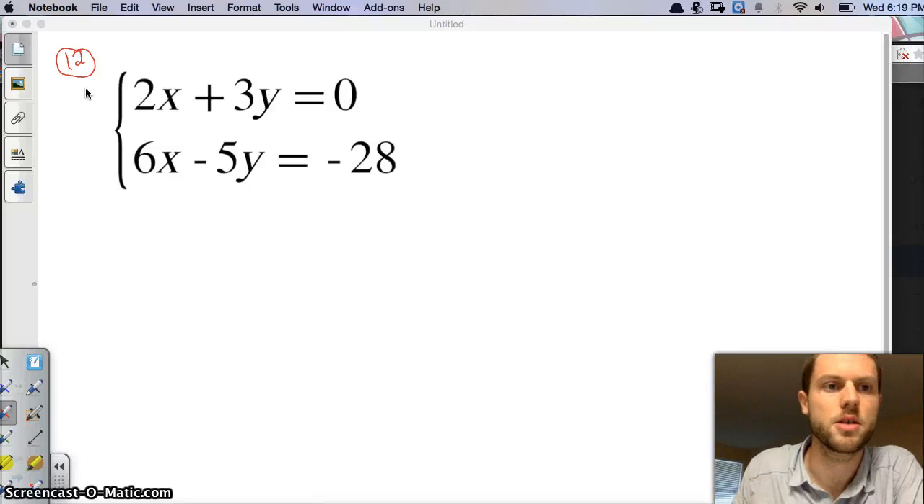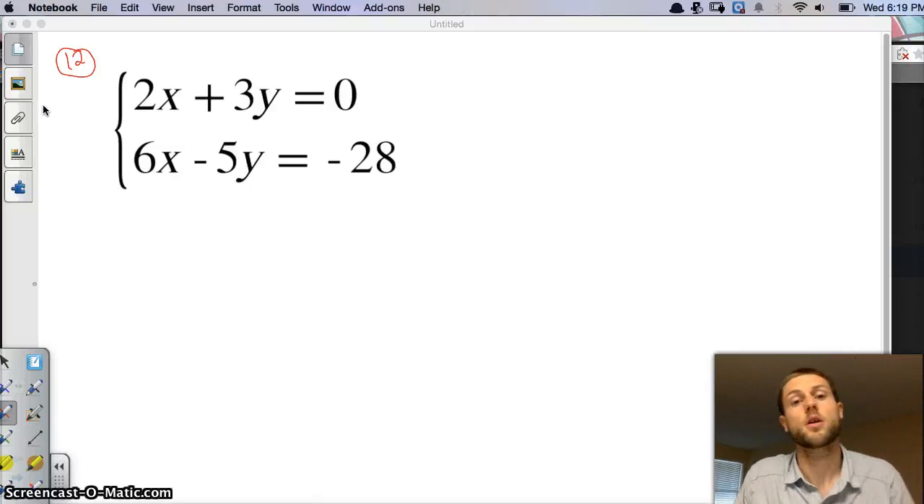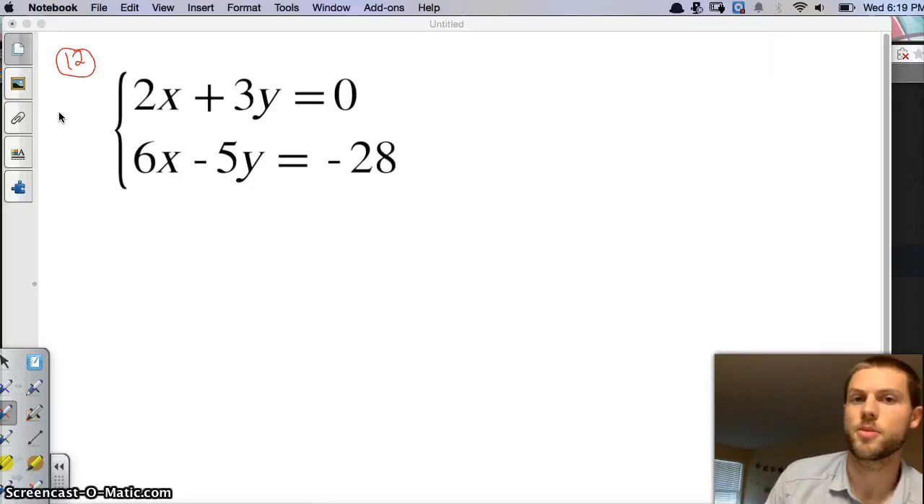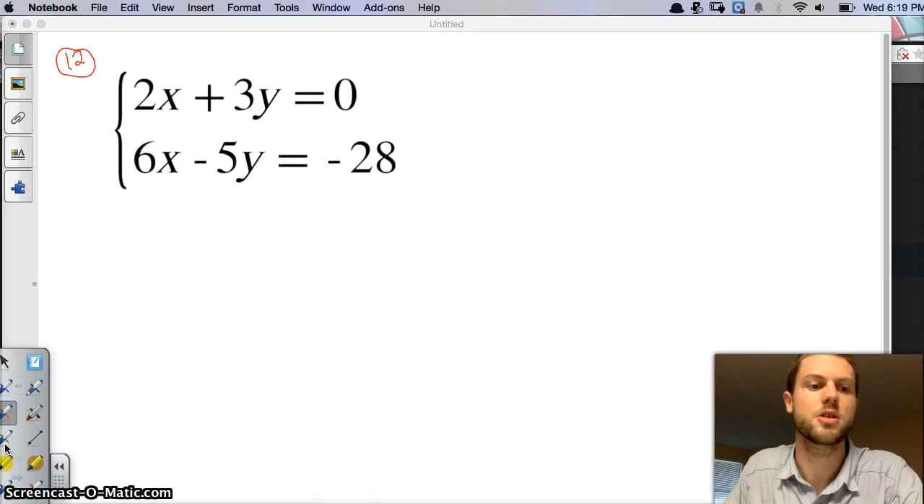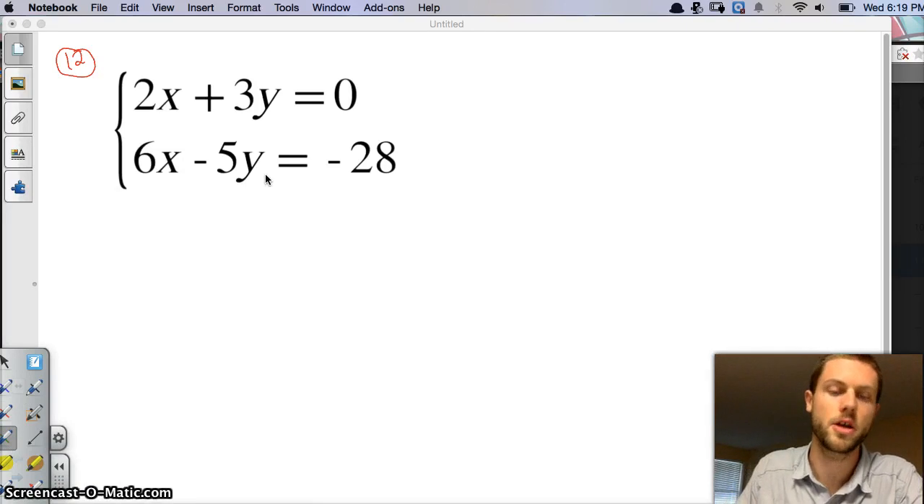All right, everybody, this is a problem that comes out of your homework. It's not one of the assigned problems, but it's from that same page, so you can follow along with me if you like. This is number 12. It's on the front of that homework, and we want to solve this system of equations. We're going to use elimination here.